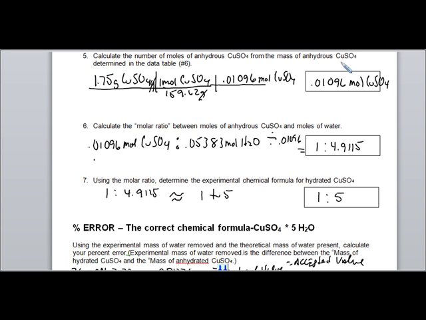And that will give us our experimental formula. That will tell us what the formula is based on our data. And we hope, we already know the real formula is 1 to 5. We hope that our data will give us that, okay?